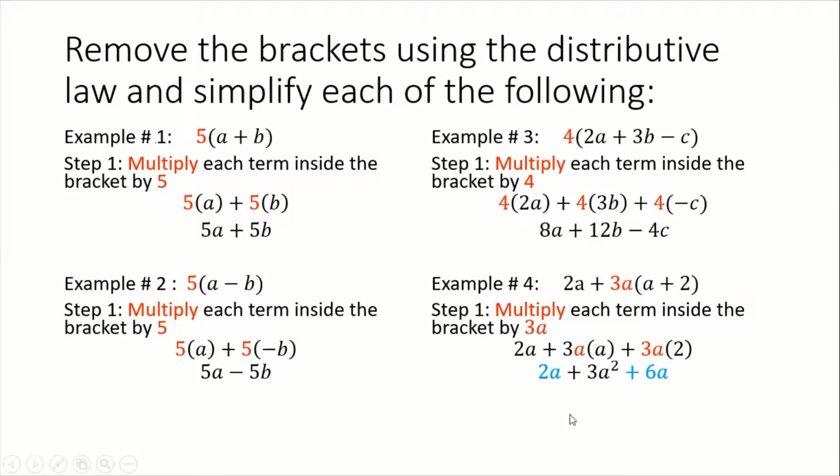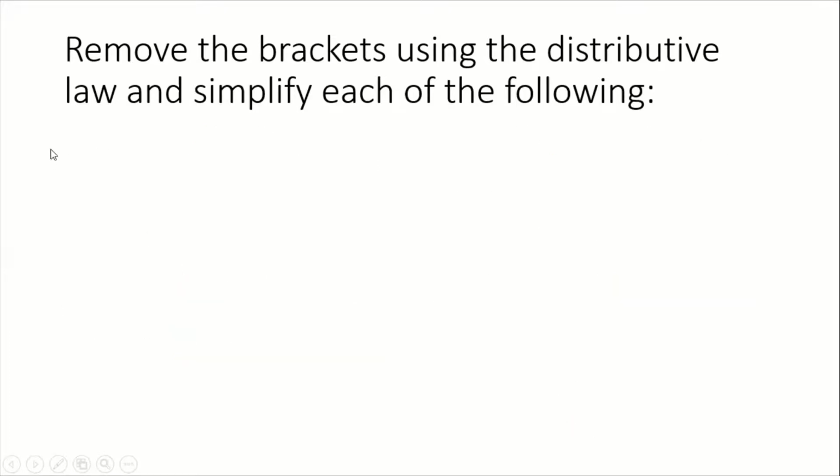So if we simplify these, 2a plus 6a will give us 8a, and then you write back your plus 3a squared. So your final answer would be 8a plus 3a squared, because at this stage, you have two unlike terms. They cannot be simplified to give one term, so you leave it as such. Let's look at another example.